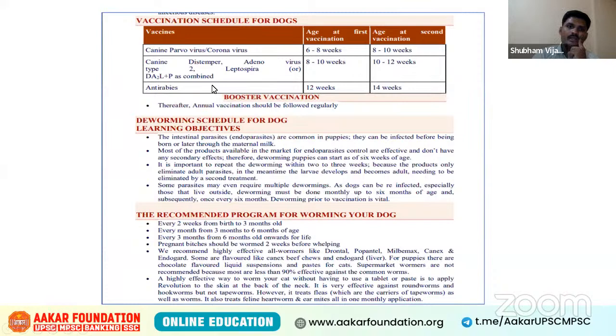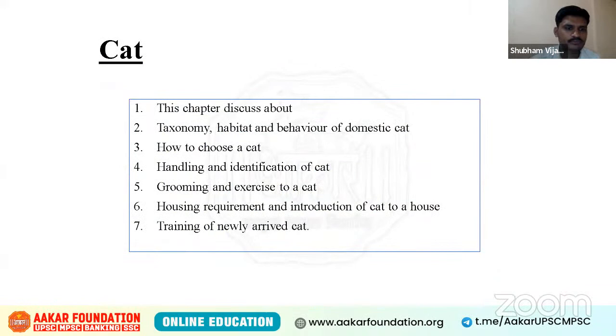Then another important vaccine is the anti-rabies vaccine, and that can be given separately. Its first dose is at 12 weeks of age, meaning at 3 months of age, and after this primary dose, just after 1 month, its booster can be given. So this is the simple method for deworming and vaccination of dogs.